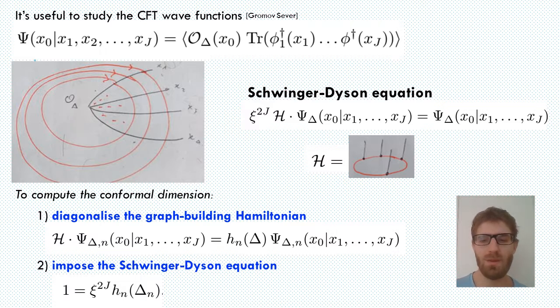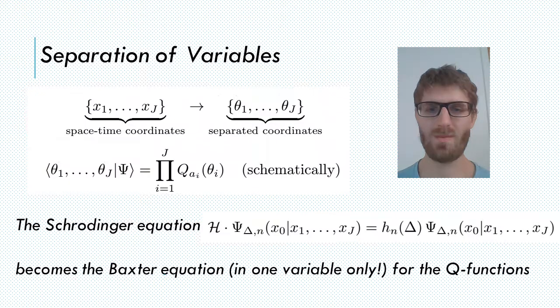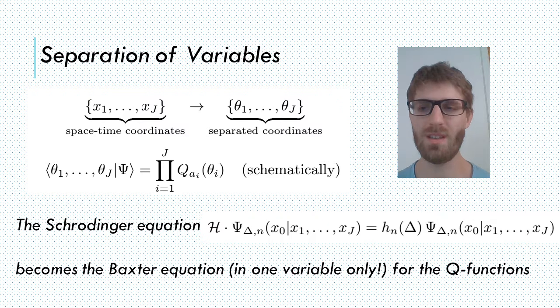To find the conformal dimension delta, we need to first diagonalize the graph-building operator treating delta as a parameter, and second, impose that the eigenvalue multiplied by the coupling should give 1. If we had access to the eigenvalues as a function of delta, we could invert this relation and compute the scaling dimensions as a function of the coupling. As we saw, the Hamiltonian has a special property of integrability. So how does this help us to diagonalize it?